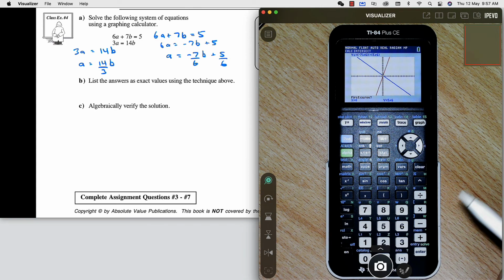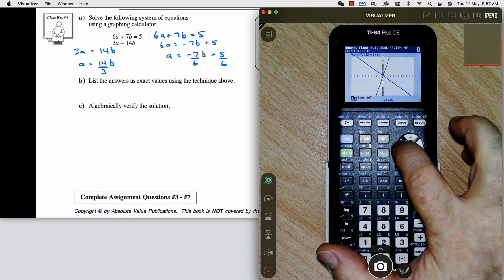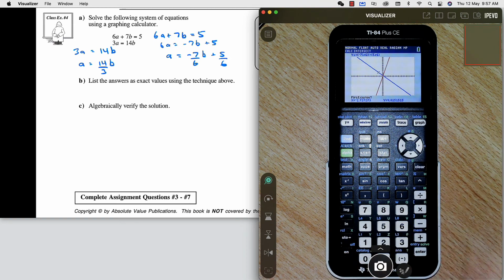And now it says the first curve. So what they basically mean is first line in this case. So you can see if I just move to the left, I'm on the blue line, I press enter, and it automatically jumps down to the red line. So that is the second curve or second line.